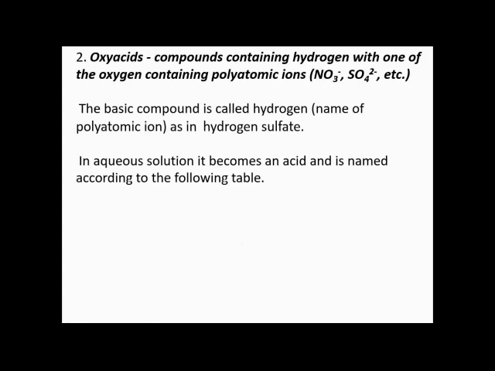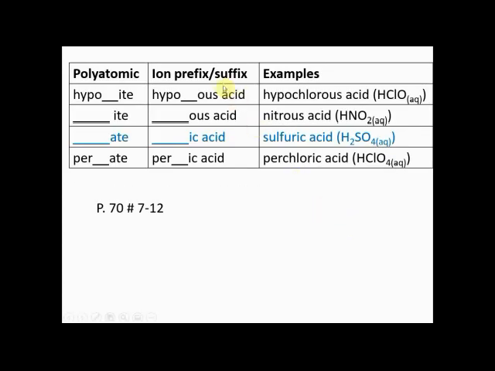The oxyacids are kind of the polyatomic ions that have oxygens in them. And when you put them with hydrogen, you just basically name it hydrogen sulfate. And so now when you dissolve that in water, it becomes an acid, and now it follows the same pattern as the naming of the polyatomic ions did in the first place. The difference then is the -ic and -ous, right? So let's say sulfate ion with hydrogen becomes sulfuric acid.